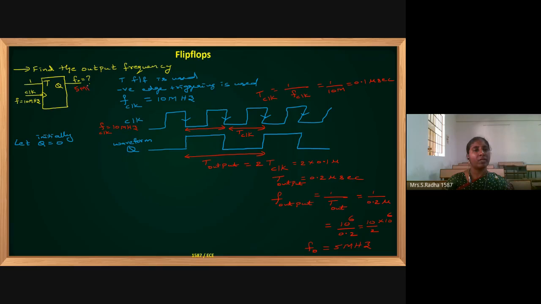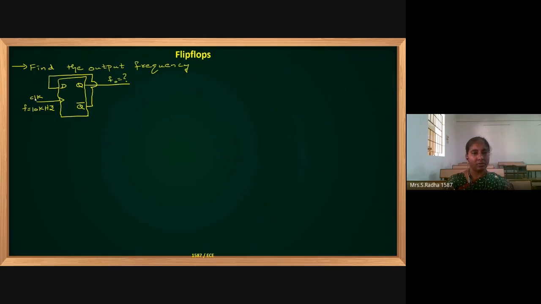I got the value. Time period doubles, frequency becomes half. In the previous problem also, time period doubles, frequency becomes half. Okay, this is how we have to carry out such questions. Now I am going to the next problem.